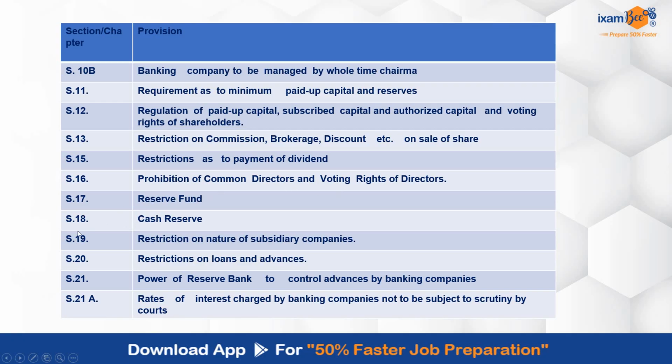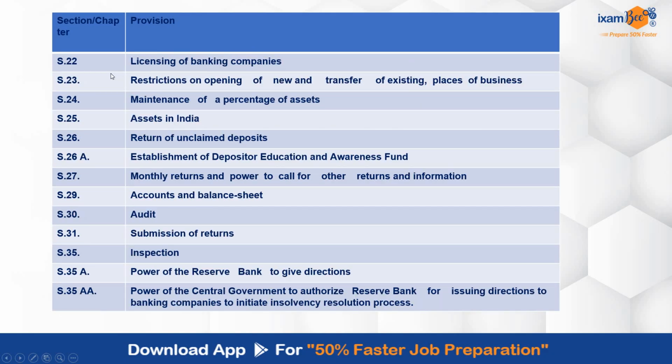17 reserve fund. 18 cash reserves. 19 restriction on the nature of subsidiary companies. 20 restriction on the loans and advances. 21 power of Reserve Bank to control advances by the banking companies. 21A the rate of interest that is charged by banking companies. It should not be subject to scrutiny by the courts. 22 licensing of the banking companies.